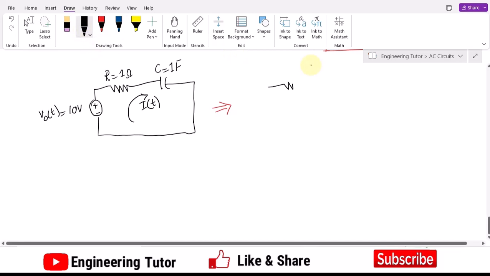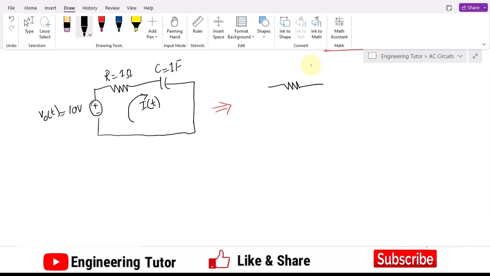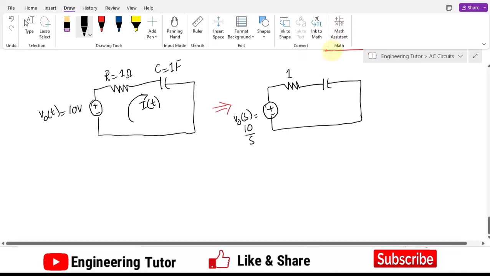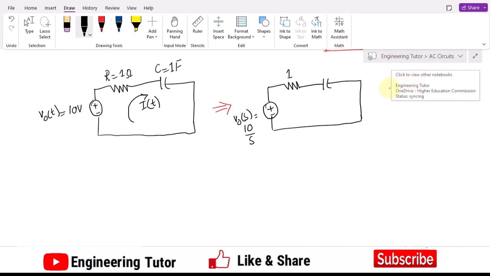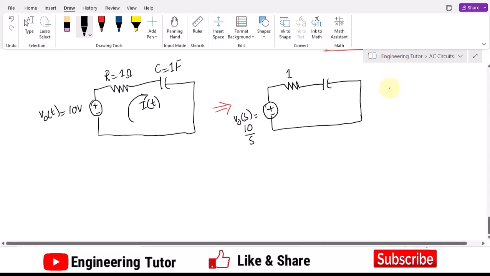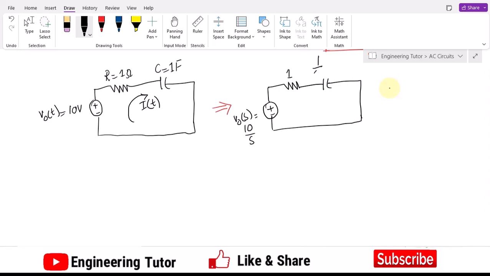Okay. So resistor will remain same, and here the value of resistance will be the similar one, while the capacitor and the DC voltage will be how much? This DC voltage will become V naught of S, and the value it has will be 10 by S. Okay, because of this DC constant term. Similarly here, as we have previously seen that the value of capacitor in it will become 1 over S C. Okay, 1 over S of C, as the value of C is 1. So, therefore, it will be 1 over S.